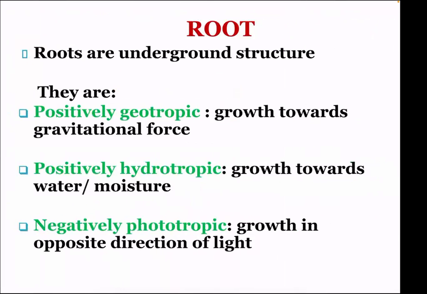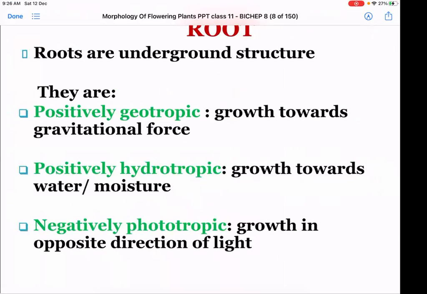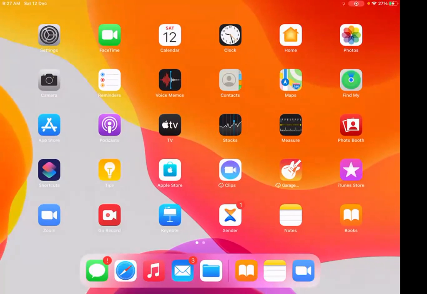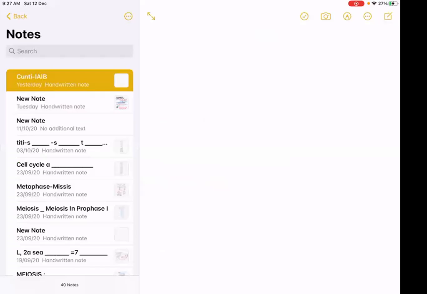Okay. Now we are talking first about root, the same way as it is given in the textbook. Now, what is the adaptation of root? Let me clarify first about the mechanism of evolution of the parts of the plant.